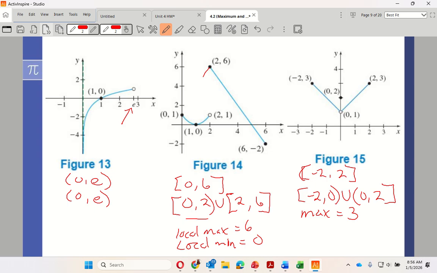Absolute min. No, it doesn't have one, because that's open right there. Should there be a local one at 2? Yes, local at 2. There's no point in saying that the minimum is negative. And since this one is actually going down and going up to this, it's a local min at 2.